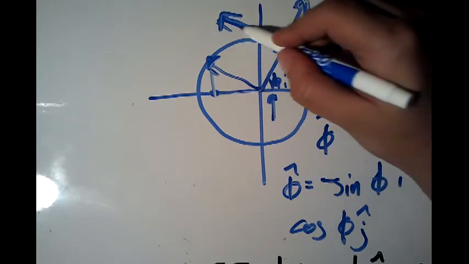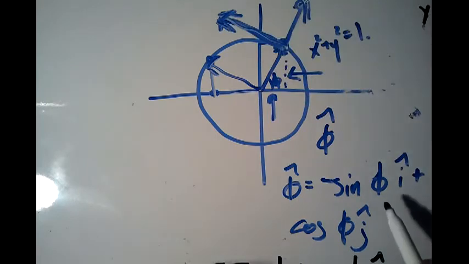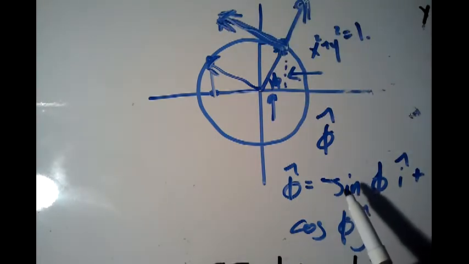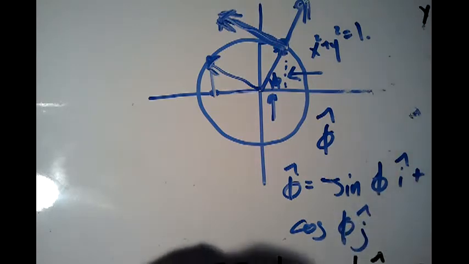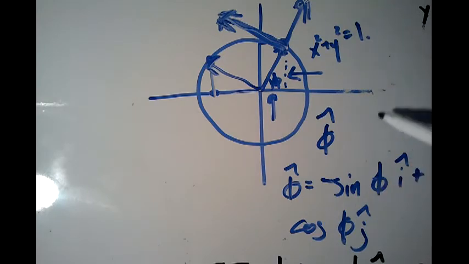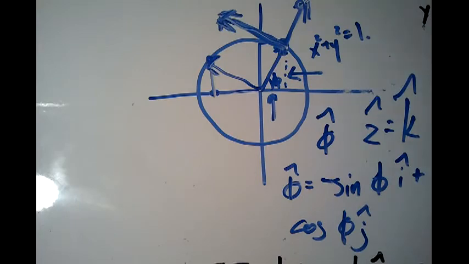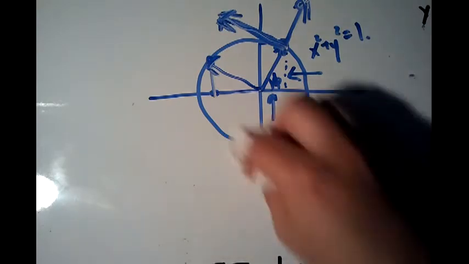So that's tangent to the circle, and its magnitude is just given by 1, because if we just square this and square this, we're going to get 1. So that's the definitions of those two. And then again, in cylindrical coordinates, we also have z hat, which is just k hat. So the next thing to do is define infinitesimals in our cylindrical coordinate system.